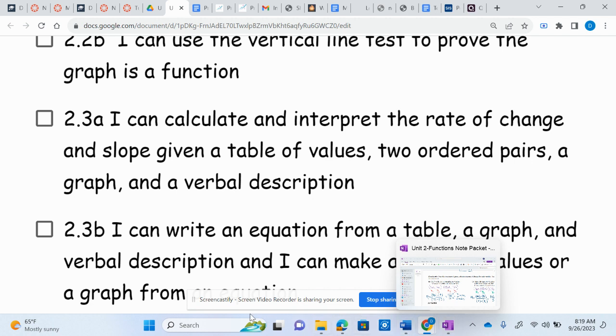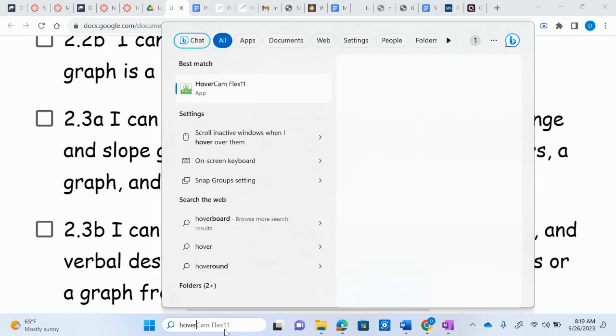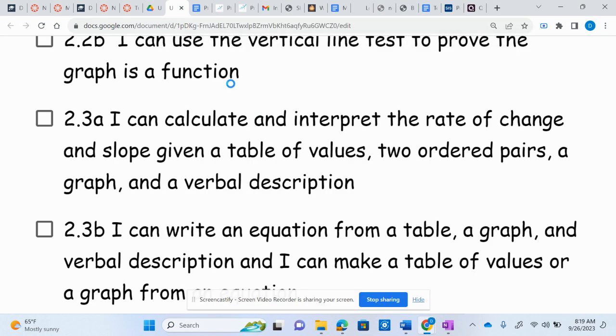So yesterday we focused mainly on table of values, two ordered pairs, and a graph. Today's exercise was really about that verbal description. Notice that from a verbal description, that's where we get our ordered pairs. When we're solving with a verbal description, we actually get our ordered pairs from that, okay?